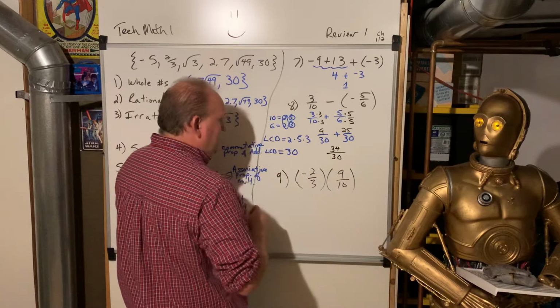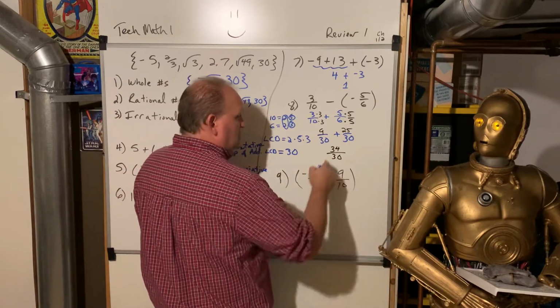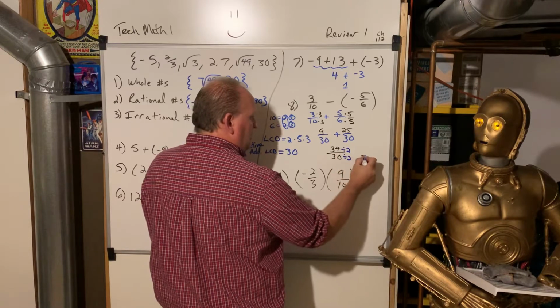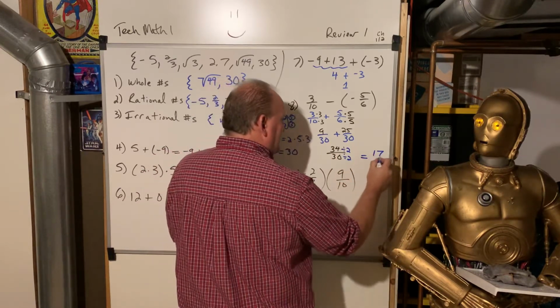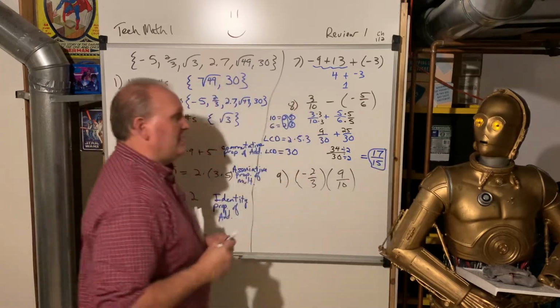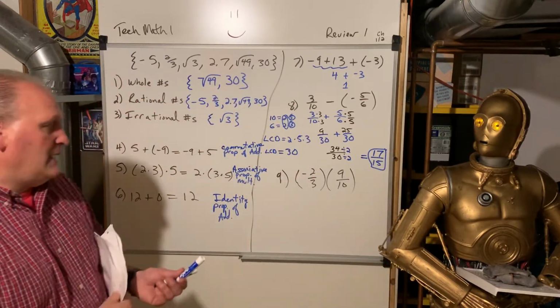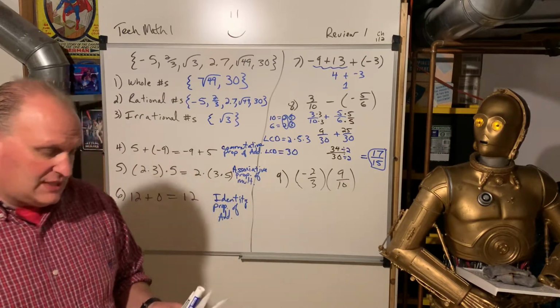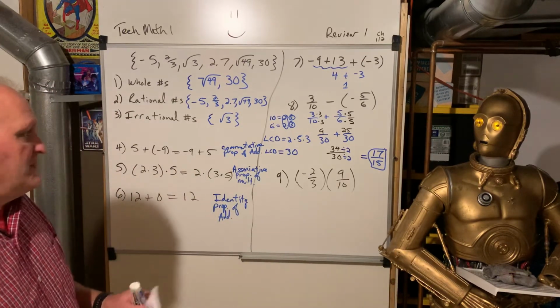Oh, but I'm still not done, because now I can reduce. Those are both even numbers. So I divide by 2, and I end up with 17/15 for my final answer. Whew. So that's why a lot of us don't really like working with fractions, because, you know, lots of steps.